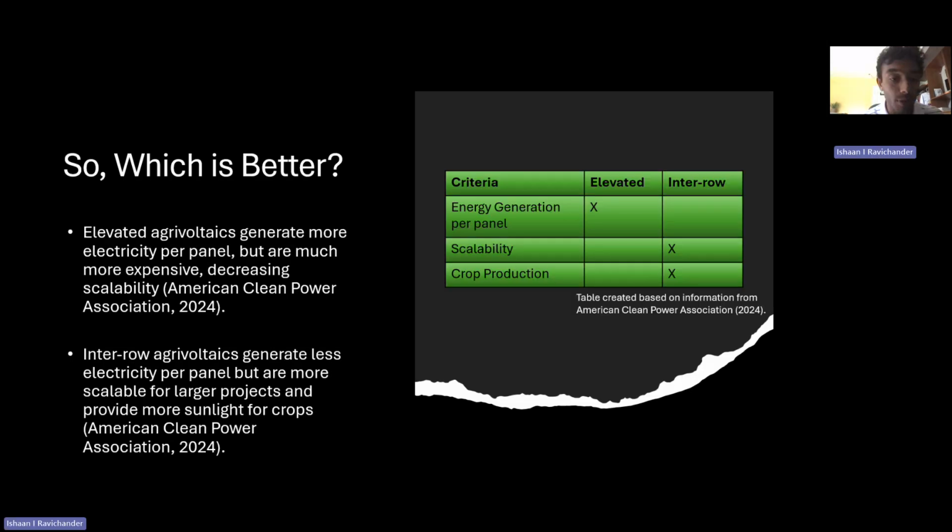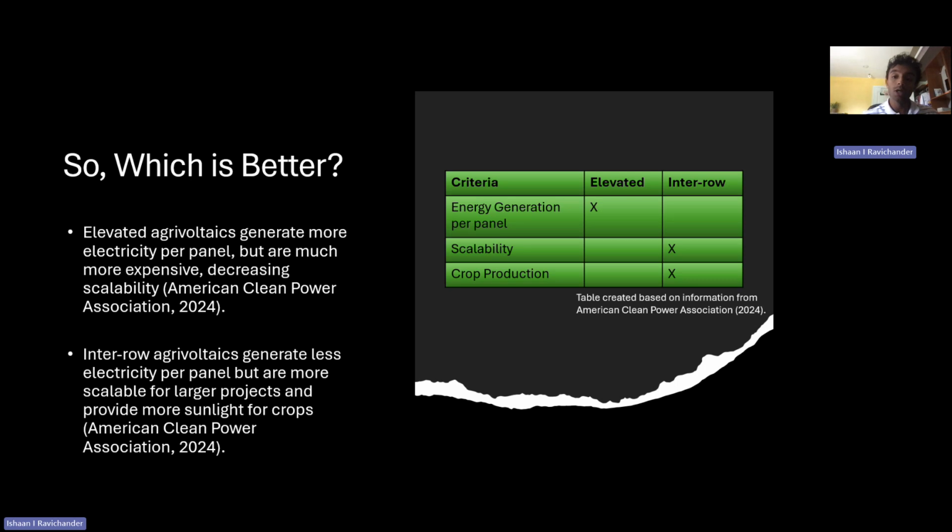So now I just want to briefly compare and contrast the two, right? So which is better? I created a little summary table here in order to simply compare the two types. Elevated obviously wins in terms of electricity generation per panel. However, they're much more expensive, so tough to create on a larger scale. And also, because of this shading, there's a potential decrease in crop production when it comes to elevated systems.